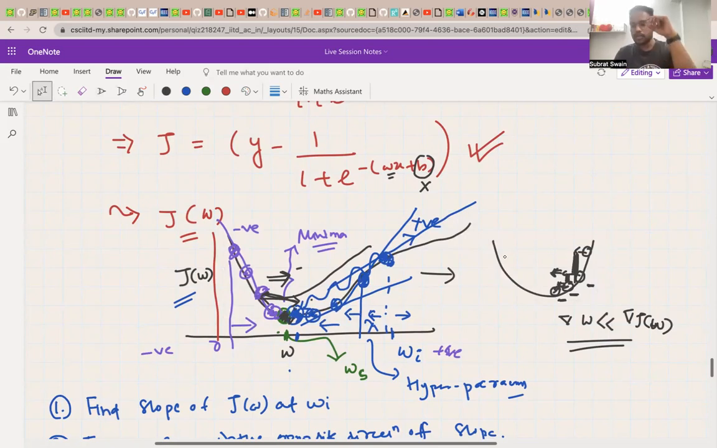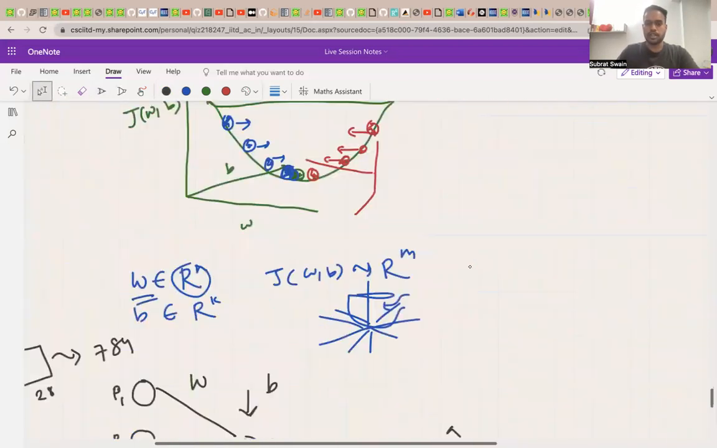You can say that when the change in J theta is converging, or the change in J theta is very low, then we say that we have reached convergence, and we should stop training our neural network.